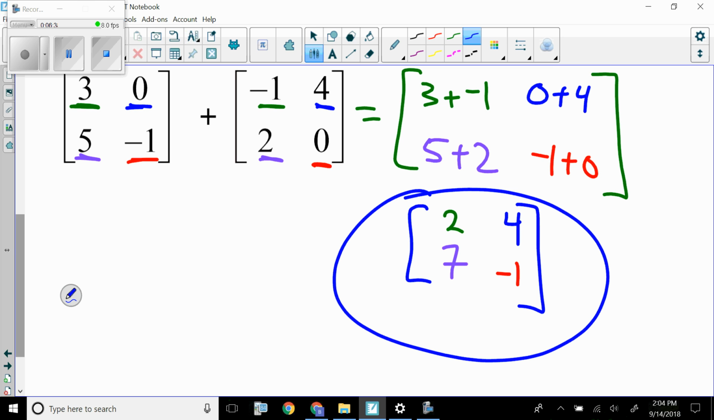Great time to pause the video and make sure you understand how to add and subtract. It wouldn't be any different if I were subtracting, except that the positive sign would change to a negative, and each individual sign inside would change.